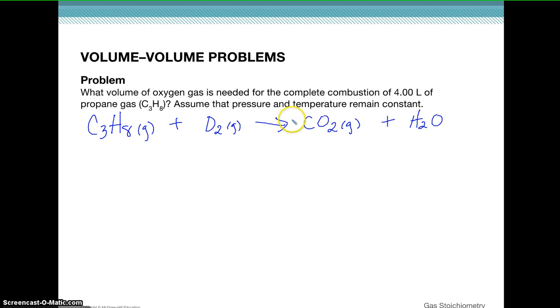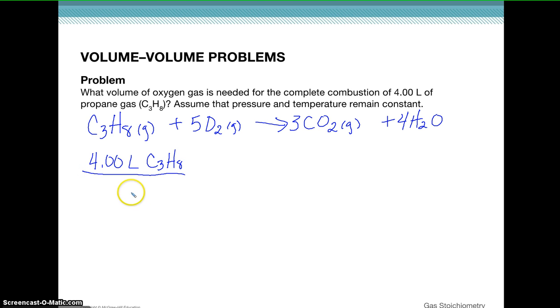Okay, we balance the equation. We need 3 C's. We need 8 H's. That makes 10 O's, so we put a 5 in front of the O2. Now we have our balanced equation. So when we do stoichiometry, what do we start with? We start with what's given, and in this case, we are given 4.00 liters of propane, C3H8.